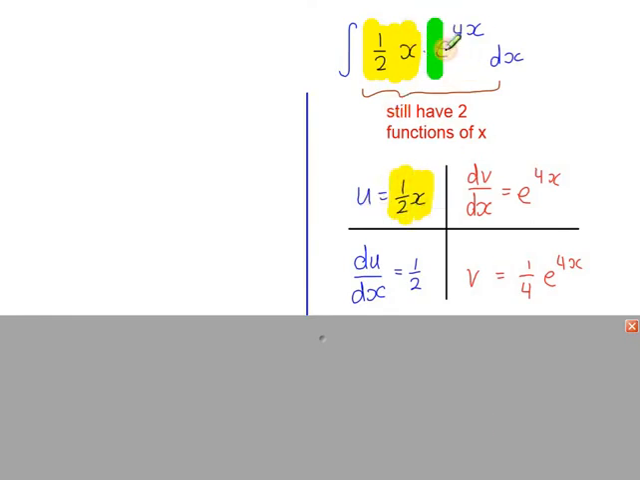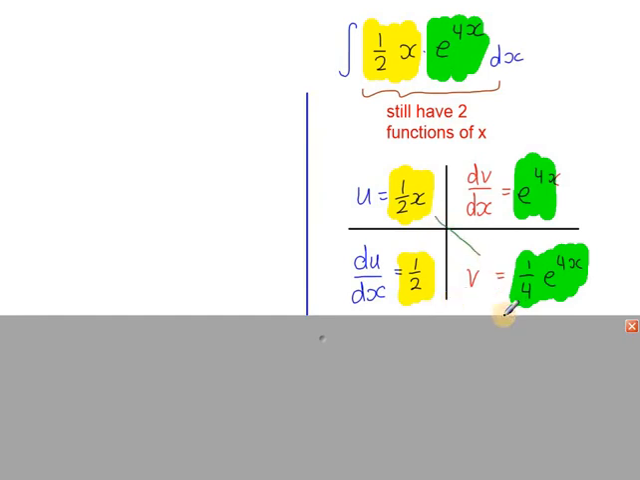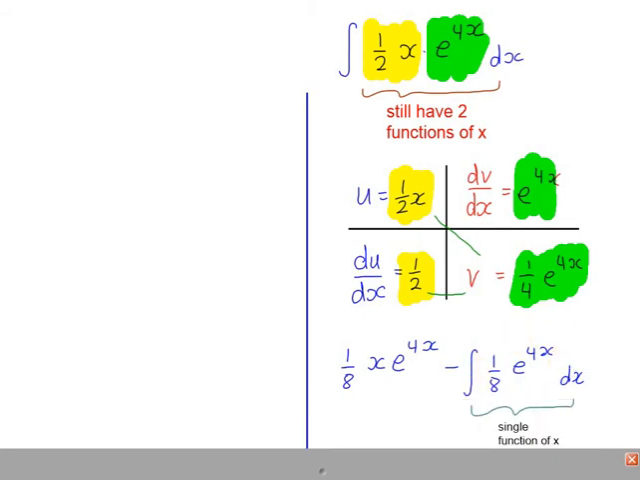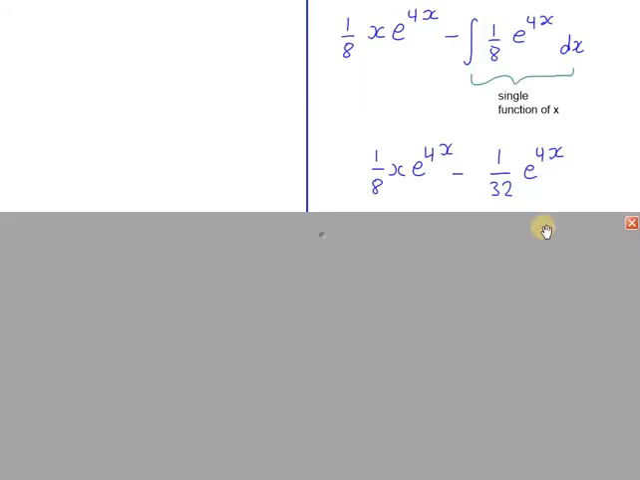We have the e to the power of 4x term on the right. You integrate e to the power of 4x, you get e to the 4x again, you divide by the coefficient of x, so that gives you a quarter. We differentiate half x to get a half. So then we do the same as before, we multiply these two and then minus the integral of the product of these two, like this. And now we have a single function of x right here, and we integrate this part.